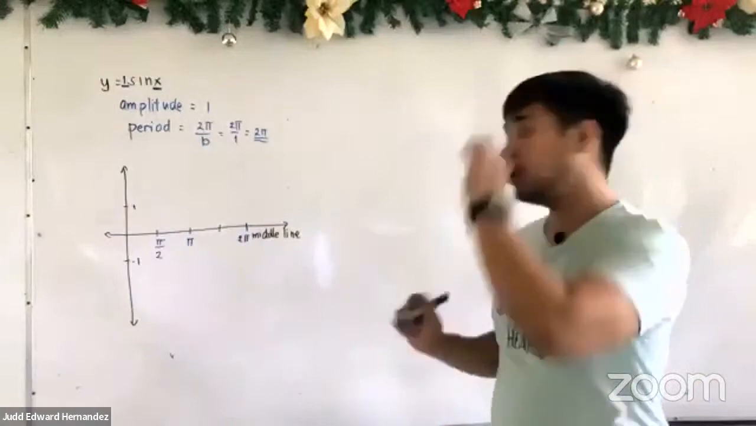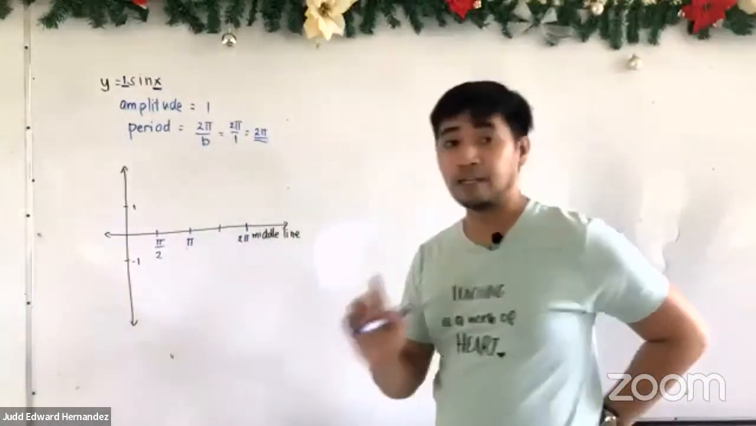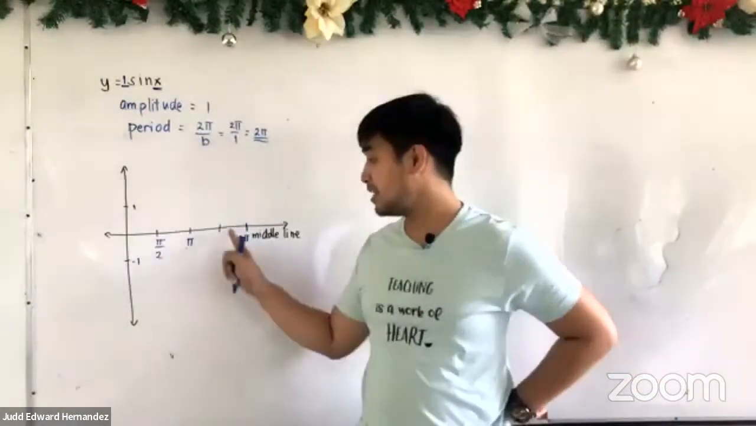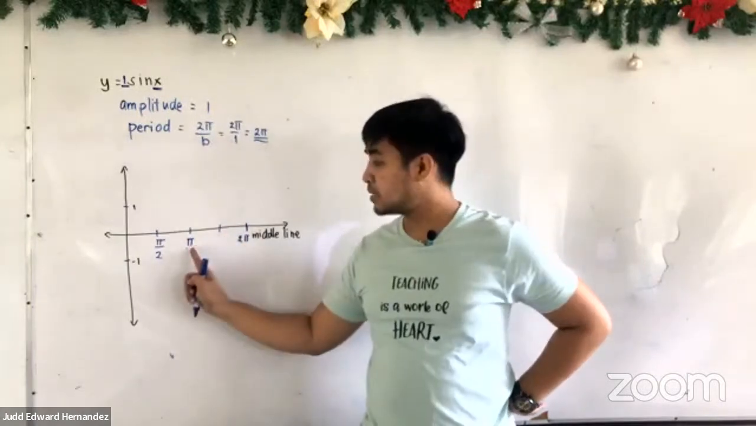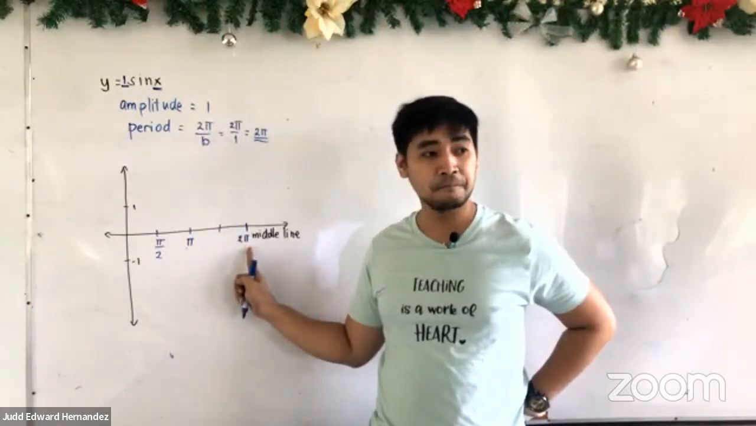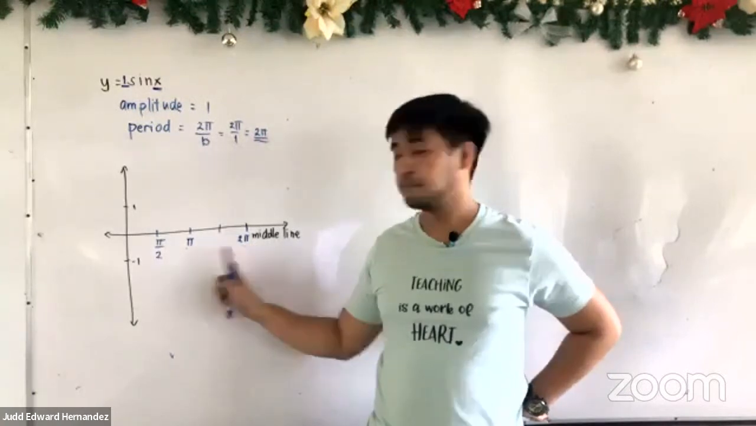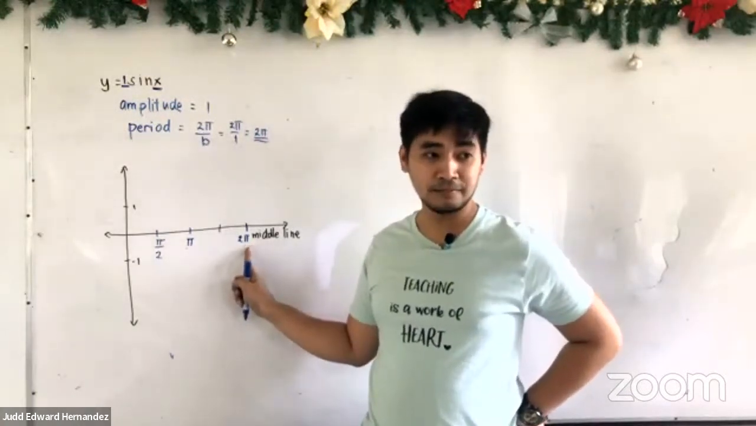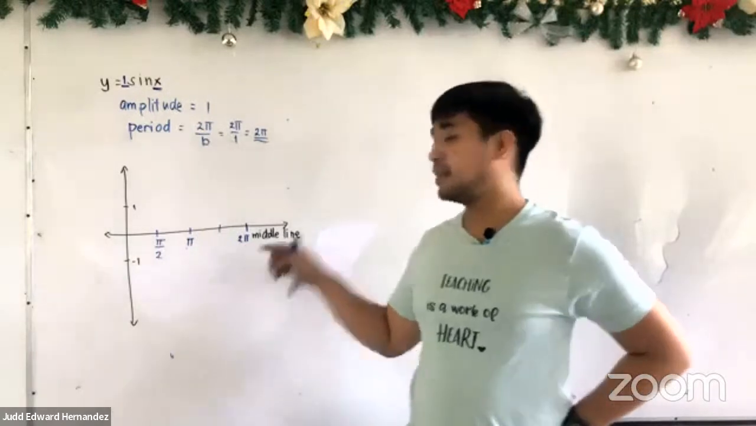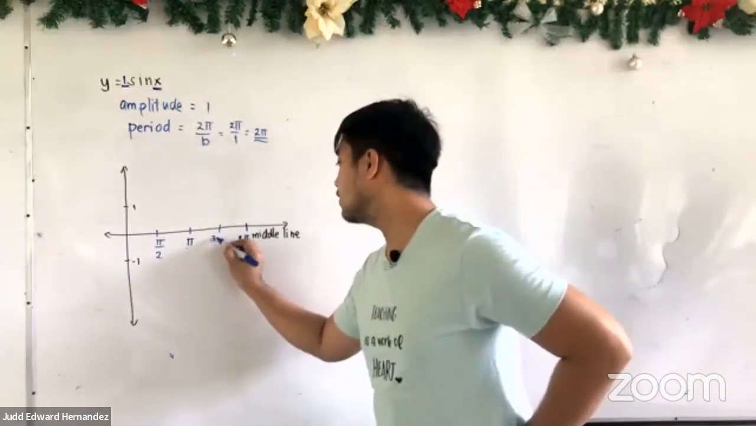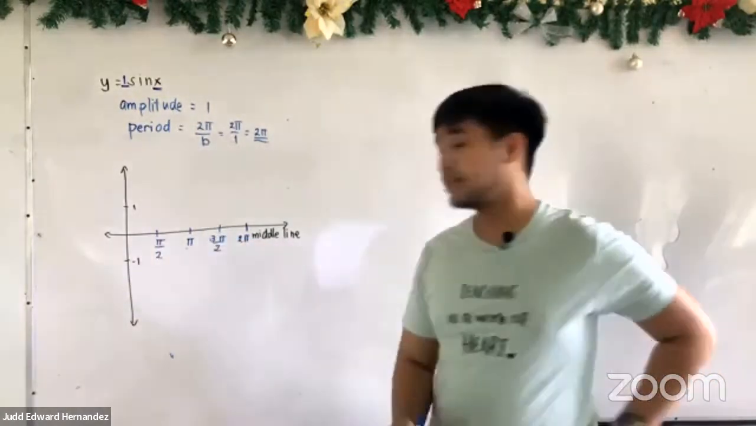O paano naman natin makukuha yung nasa gitna ni pi at ni 2 pi? Okay, technique. All you have to do is to add and then divide it by 2. Why? Because that is the midpoint. What is pi plus 2 pi? 3 pi po. Divided by 2, therefore we have 3 pi over 2. Are we clear?